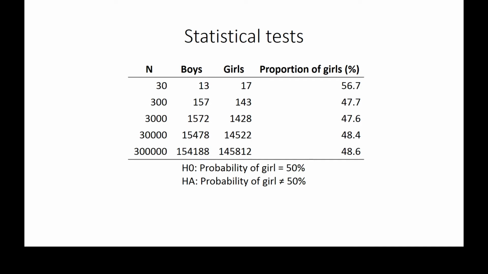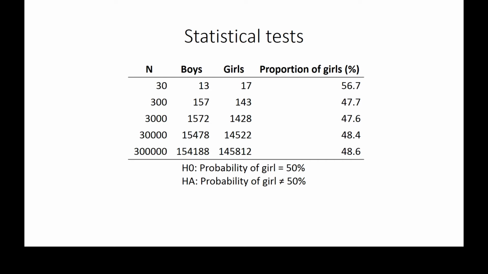There also has to be an alternative hypothesis, and this is often called HA or H1. And the alternative hypothesis should be the opposite of the null hypothesis. Because we assume that the null hypothesis is true, we can calculate the probability of observing the data that we have indeed observed.